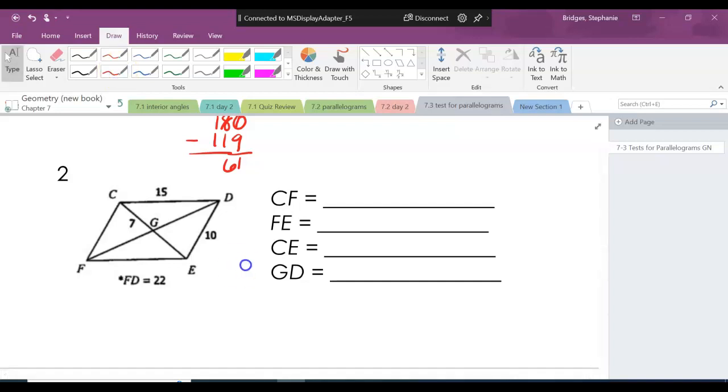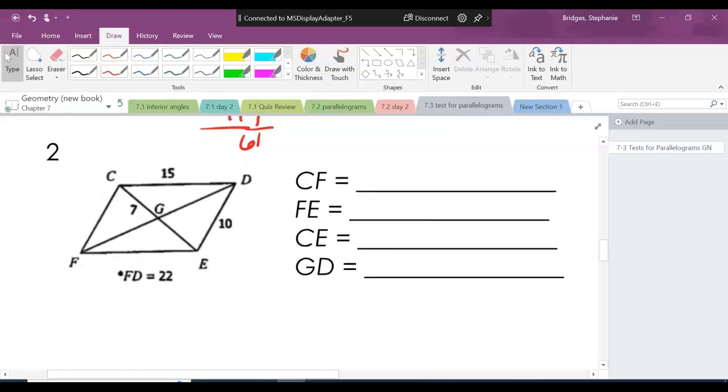I'm gonna label my picture. CD is at the top, so the bottom is also the same. DE is on the right, so CF is also the same. All right, let's look at this. What is CG labeled as? I just colored it in red. What is that labeled as? 7. So what would the bottom part also be? 7, okay. So the whole thing would be 14, yes. So I'm going to go ahead and put that there.